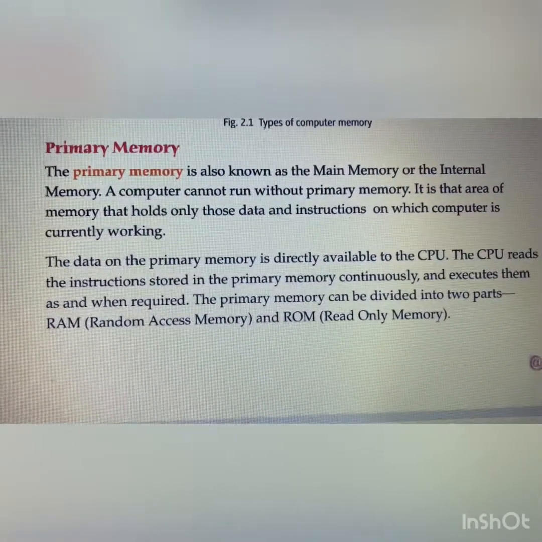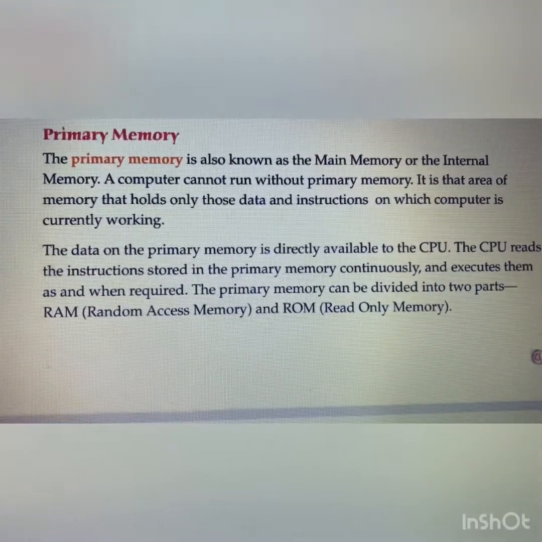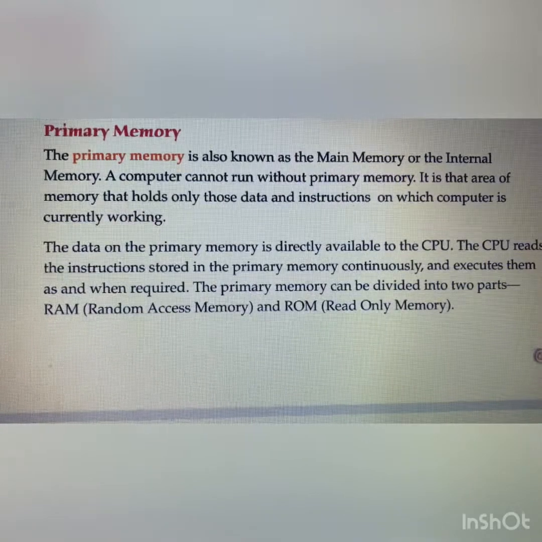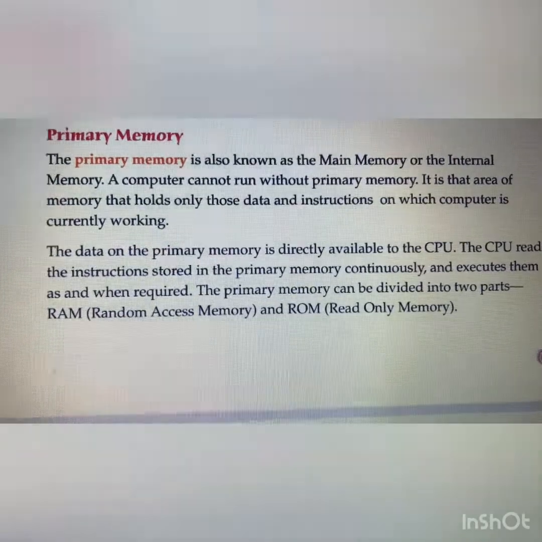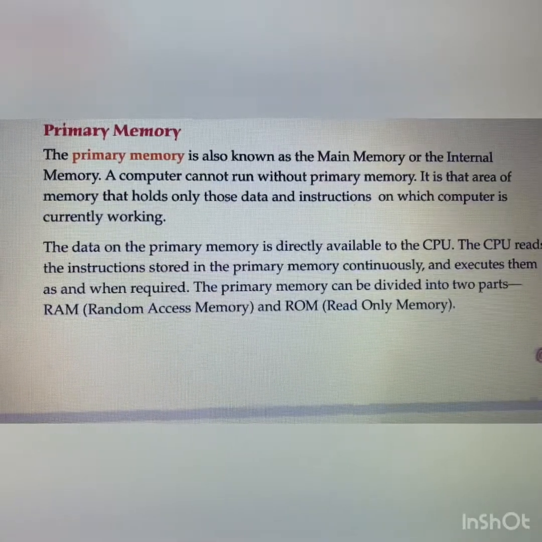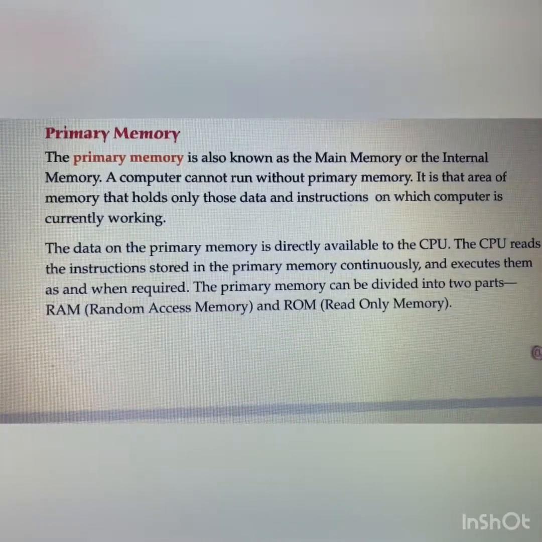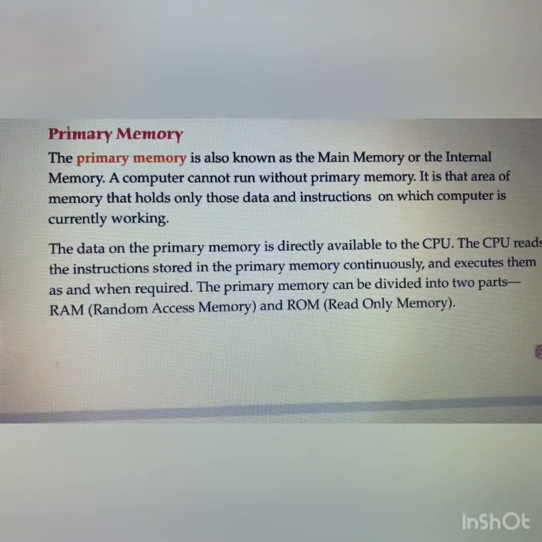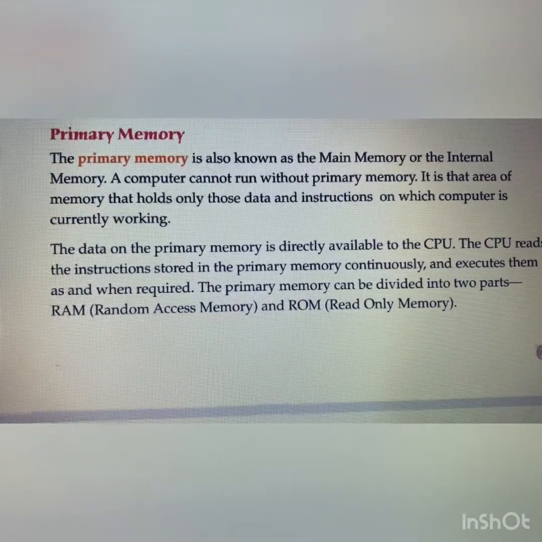Primary memory is also known as main memory. It is an internal memory. It is the main memory of a computer. It is that area of memory that holds only those data and instructions on which the computer is currently working. The data in the primary memory is directly available to the CPU. The CPU continuously reads the instructions stored in the primary memory and executes them as required. The primary memory is divided into two parts, RAM and ROM.